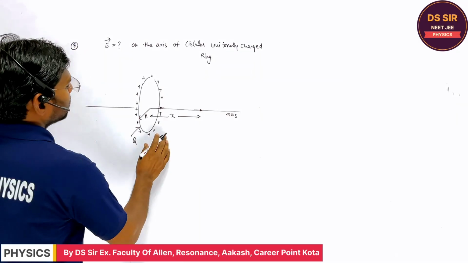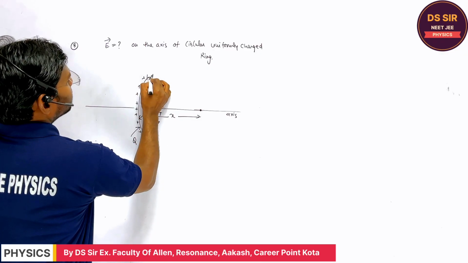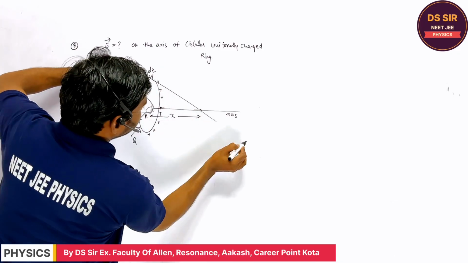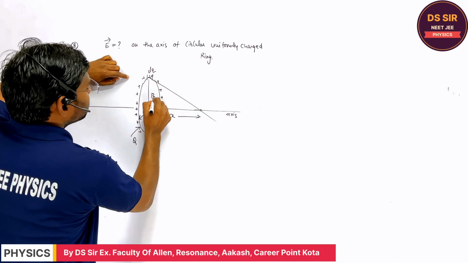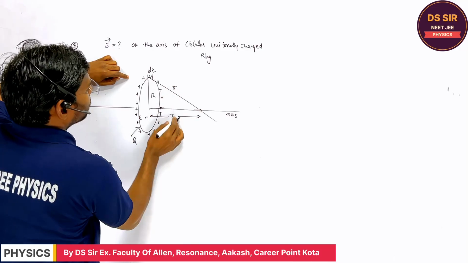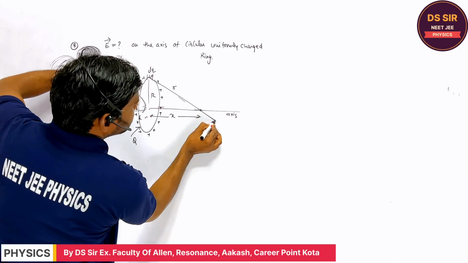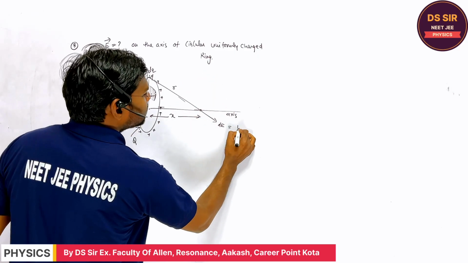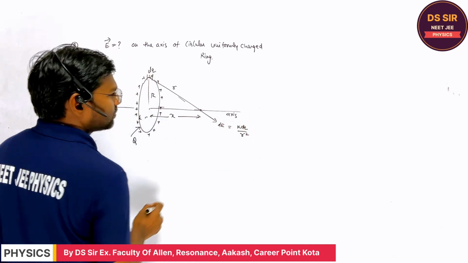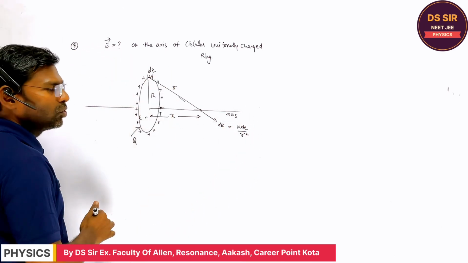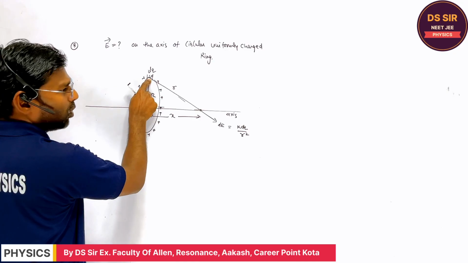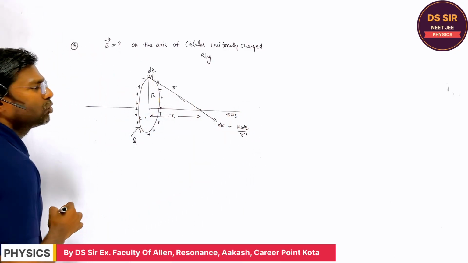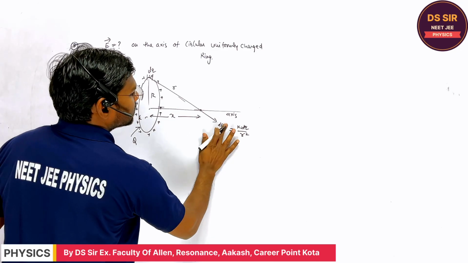To solve this, you will assume this is the elemental charge dq. Because of this elemental charge, this is R, this is X, this is small r. Because of this elemental charge, the electric field is dE. What is the value of dE? It is k dq upon r square. We cannot write the electric field due to the whole ring, but because of this small elemental charge we can write the small elemental electric field, k dq upon r square. Fine, this is the dE.